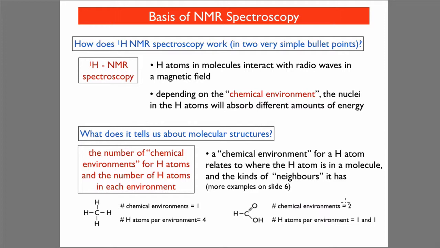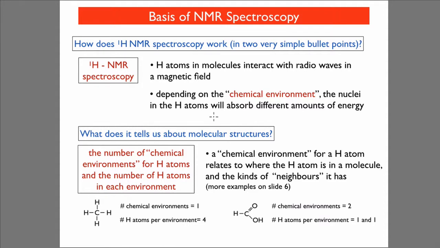How does proton NMR spectroscopy work? In two very small bullet points, we'll simplify it. Hydrogen atoms in molecules interact with radio waves in a magnetic field. And depending on the chemical environment, the nuclei in the hydrogen atoms will absorb different amounts of energy.